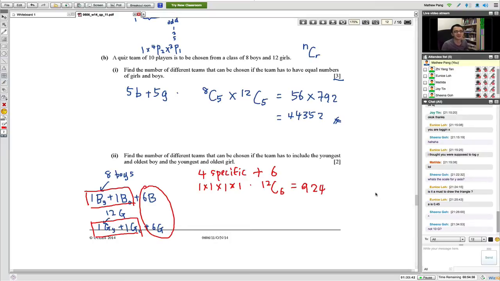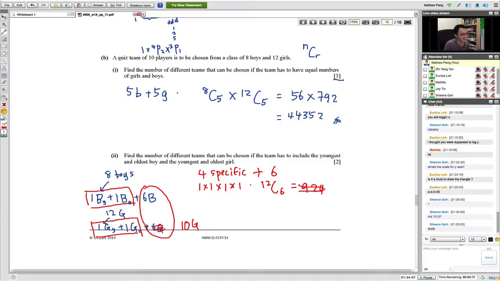No. Yes, the answer is 8,000 something. Okay, not 12 girls. Yes, it's 10 girls. What am I doing? Yes, it's 10 girls, because these 2 girls are taken, only 10 girls left. So it's 16C6. Yeah, correct.